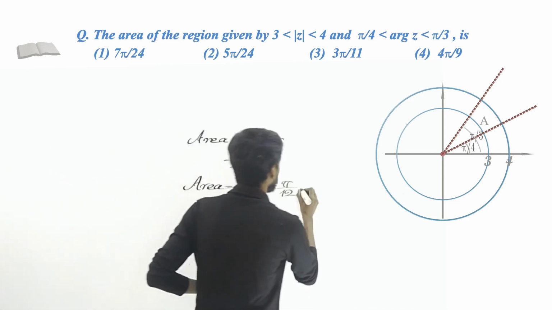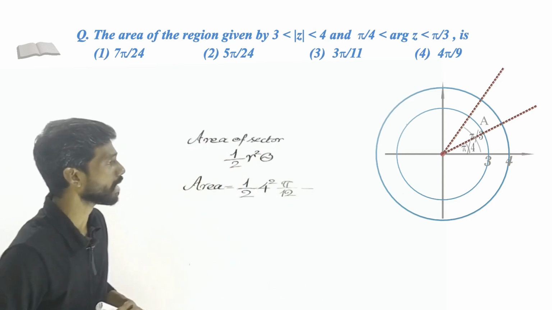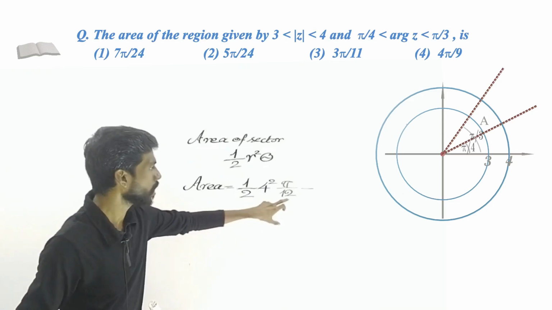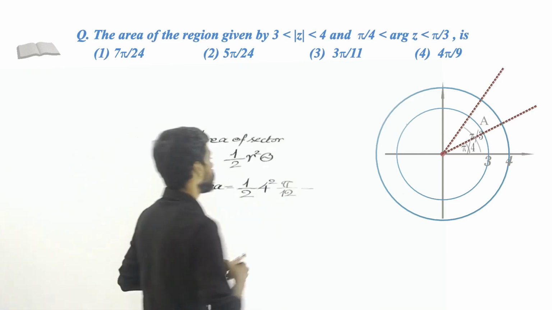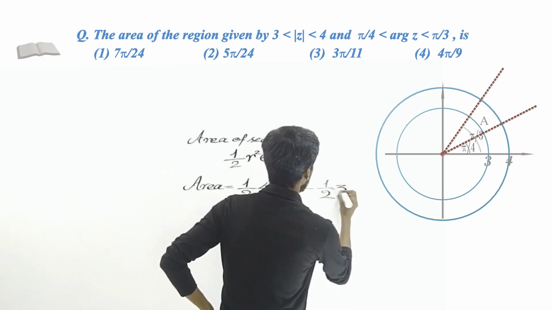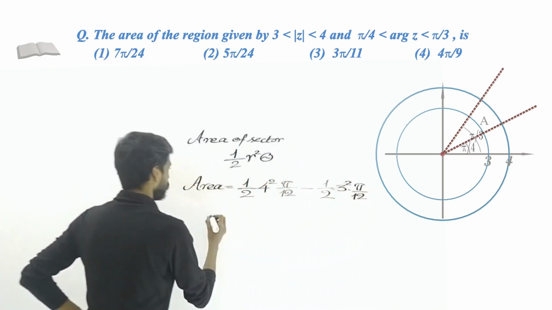From that you subtract the area of the smaller sector. So that has the radius 3, but the angle is the same, pi by 12, right? So that means half into 3 square pi by 12. So that's also, this is the answer.